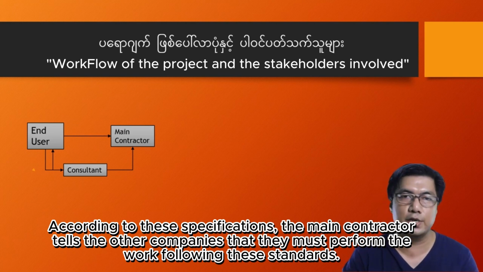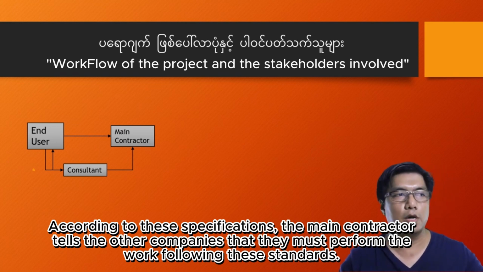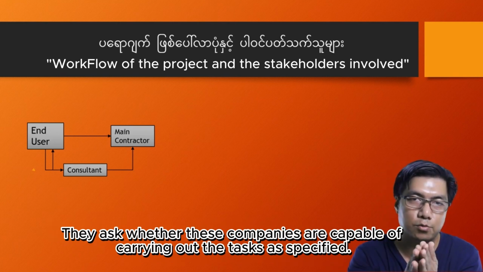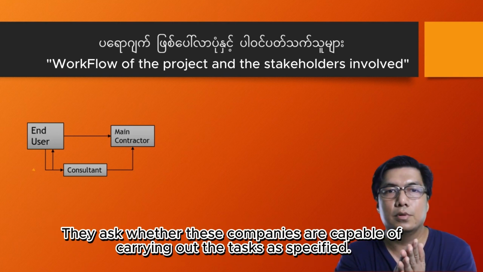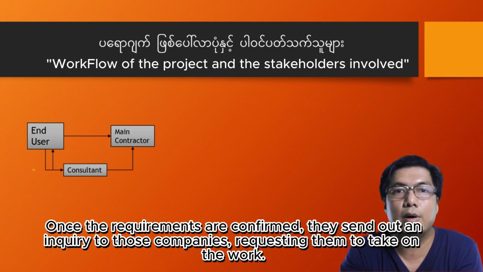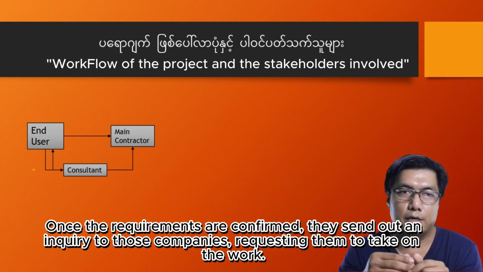According to these specifications, the main contractor tells the other companies that they must perform the work following these standards. They ask whether these companies are capable of carrying out the tasks as specified. Once the requirements are confirmed, they send out an inquiry to those companies, requesting them to take on the work.